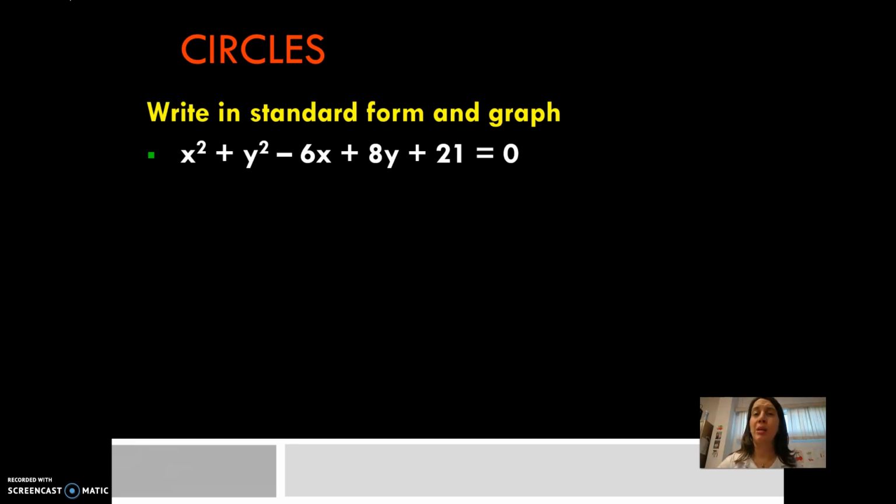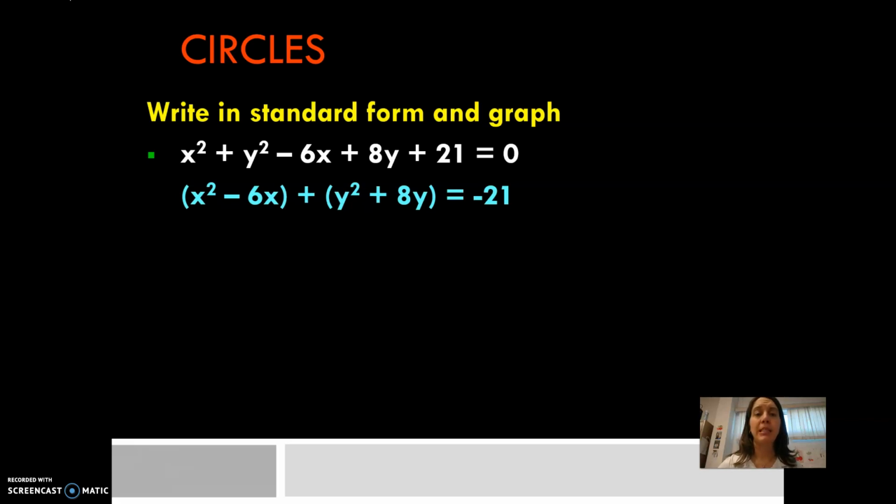The first two steps I'm actually going to do at the same time. Step number 1 said to move the constant to the right side of our equation, and step 2 says to group the x's and to group the y's together. Notice I've done that both on this first line. Inside of my first parenthesis, I have x squared minus 6x.